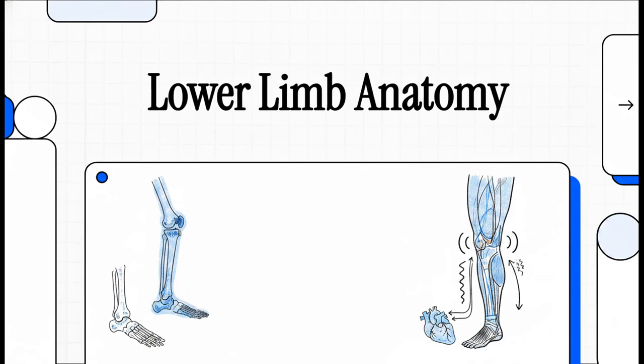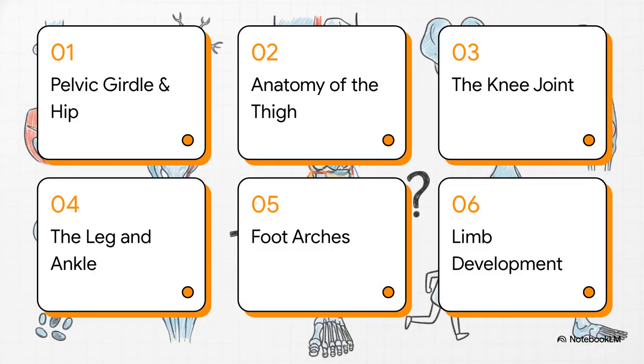Today, we're diving into a brand new explainer, and we are mapping out the structural anatomy and, honestly, the incredible clinical relevance of the human lower limb. Here's the game plan for this spatial descent. We're going to cover the pelvic girdle and hip, the anatomy of the thigh, the knee joint complex, the leg and ankle, foot arches and biomechanics, and finally, the development of the lower limb.